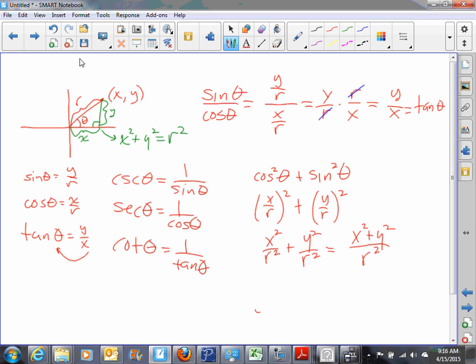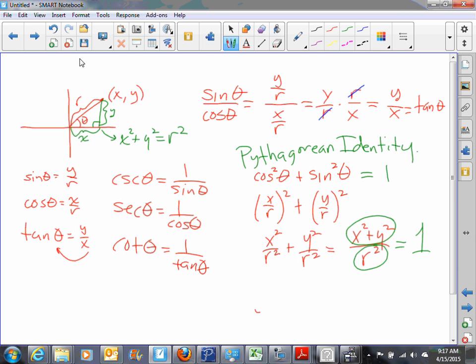But look at this. We have x squared plus y squared on the top, and we have r squared on the bottom of this expression, and we know that those two expressions are equal, and anything over itself is 1. So the cosine squared of theta plus the sine squared of theta is equal to 1. Now, we call this the Pythagorean identity.